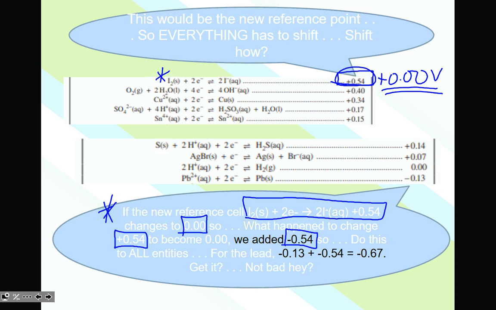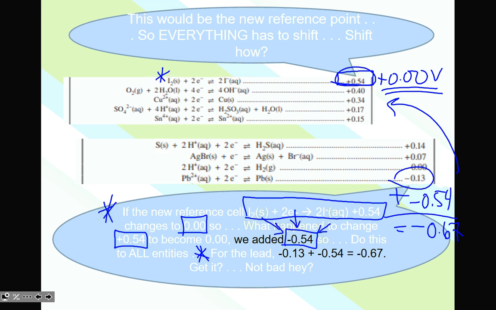So what you have to do is do this to all of the half reactions, which leads us to lead, which had an original cell potential of negative 0.13. Now we have to add a negative 0.54, because that's what we did to this to make it 0. And you get a new cell potential of negative 0.67 volts. Okay, that's how you do it. That's what happens. It's not so bad.